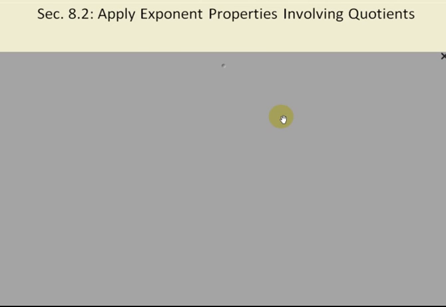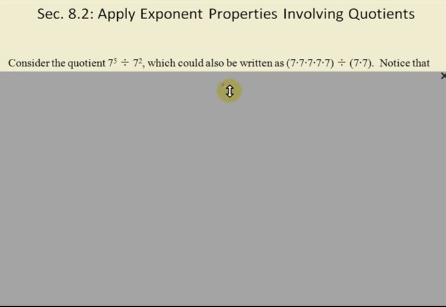In the first section of this chapter, we looked at what happens when we multiply powers. So we had the same base in two different terms. We multiplied those together, and we found that we add the exponents. Now we're going to be looking at quotients. So what happens when we divide one power by another and they have the same base?